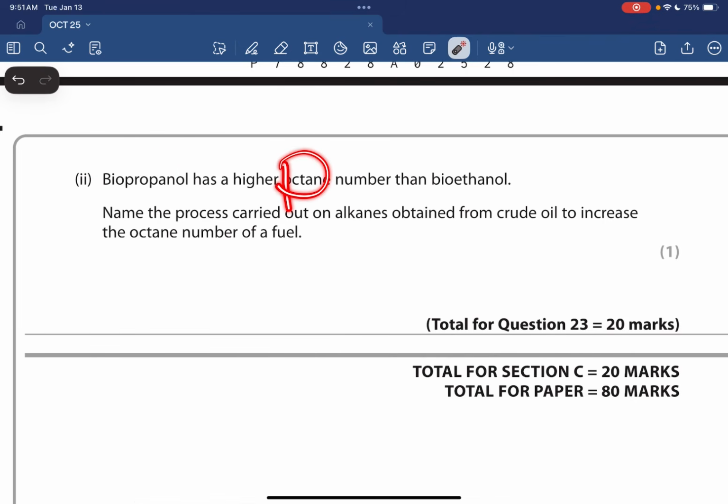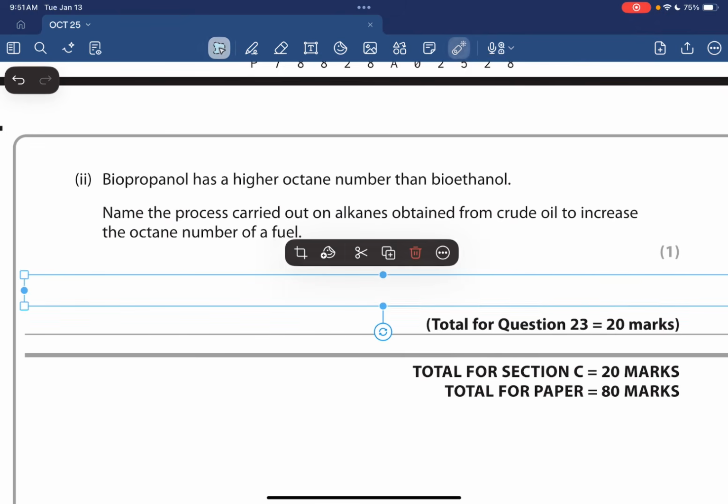Biopropanol has a higher octane number than bioethanol. Name the process carried out on alkanes obtained from crude oil to increase octane number, or octane rating, you could say. Reforming process.